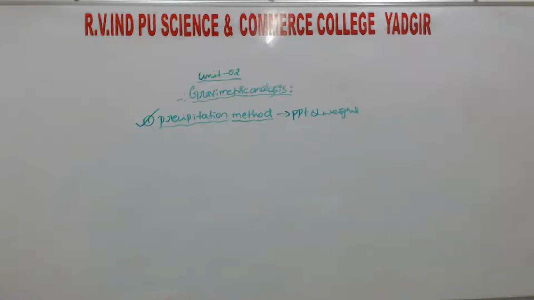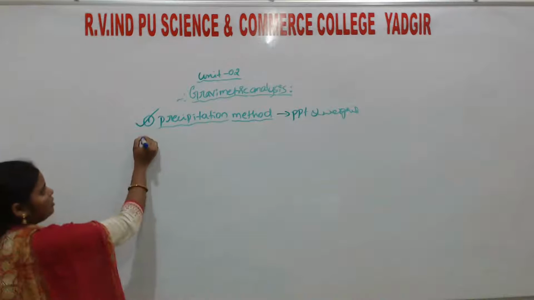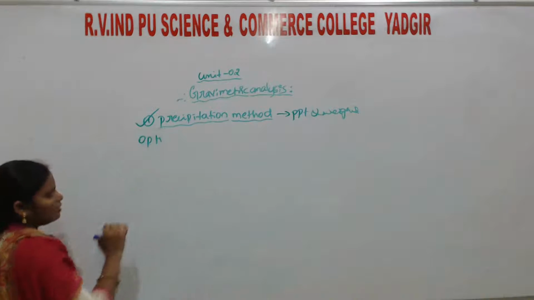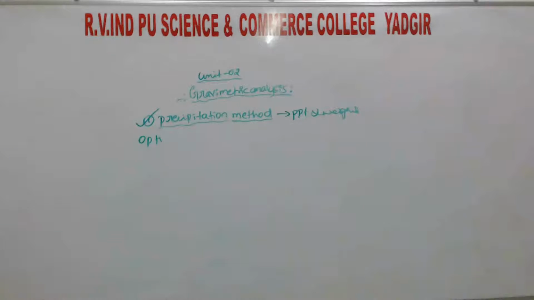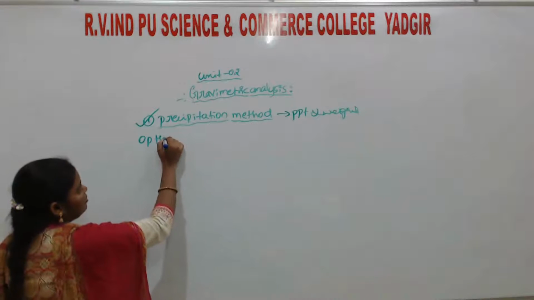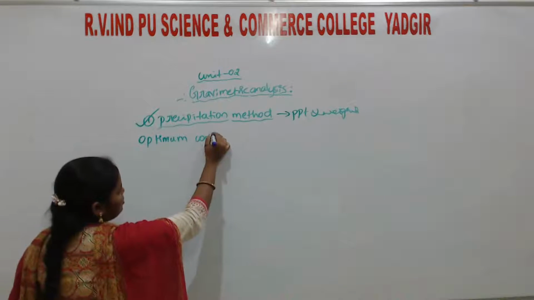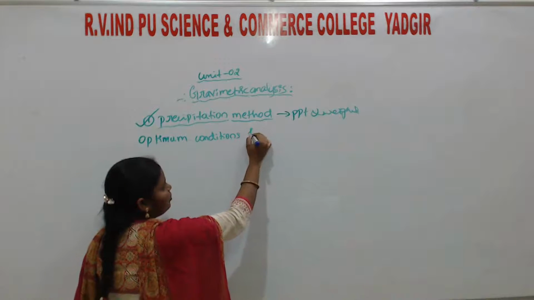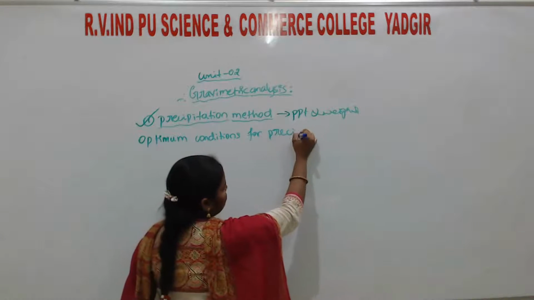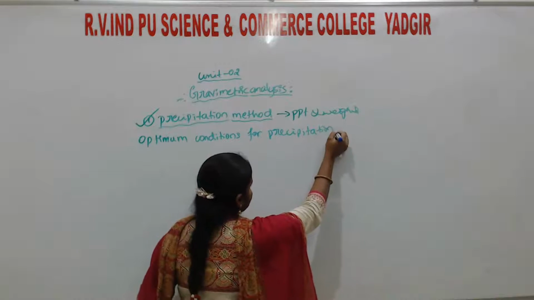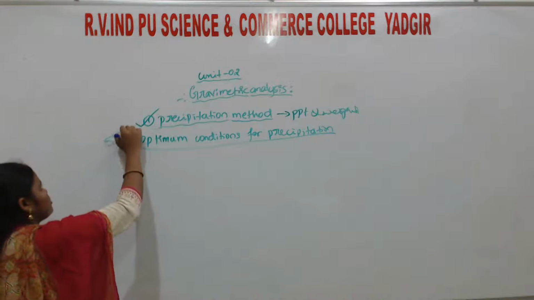Okay, next, the optimum conditions for precipitation, or conditions of precipitation. This is a very important, 5 mark question. Write the conditions of precipitation, or explain, or write the optimum conditions for precipitation. This is a 5 mark question.